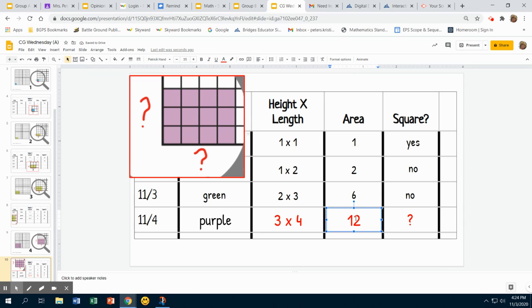Is it a square? Nope. Remember, a square is a rectangle that has 4 equal sides. So, nope. And there you go.